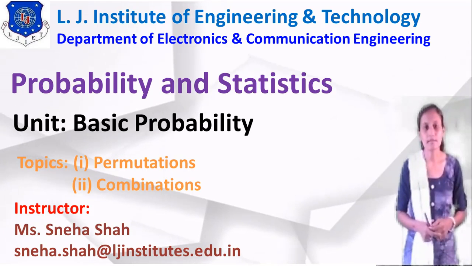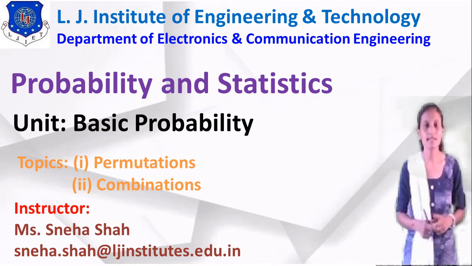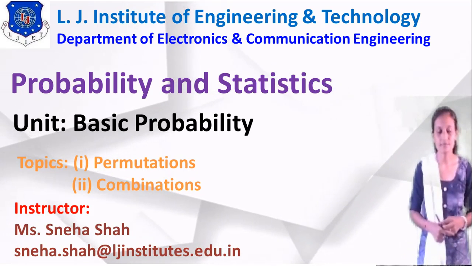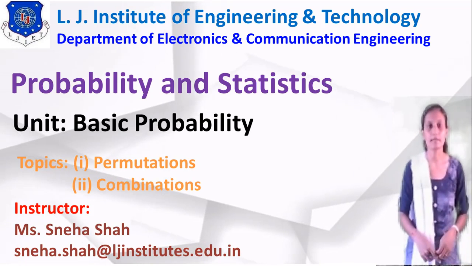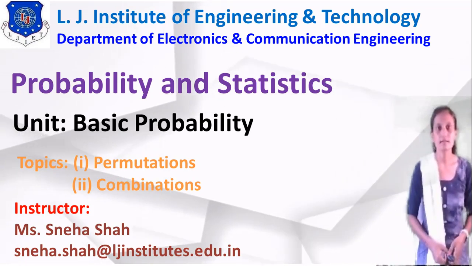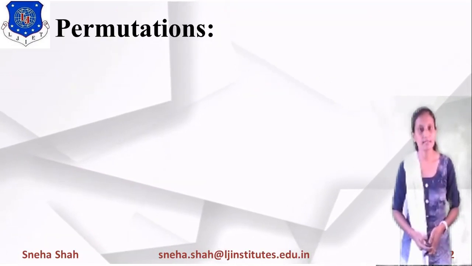Today I am going to explain two topics. First one is permutation and the second one is combination from the subject of probability and statistics, from the unit of basic probability. In the last session I had explained Bayes' rule. Now first of all, what is permutation?